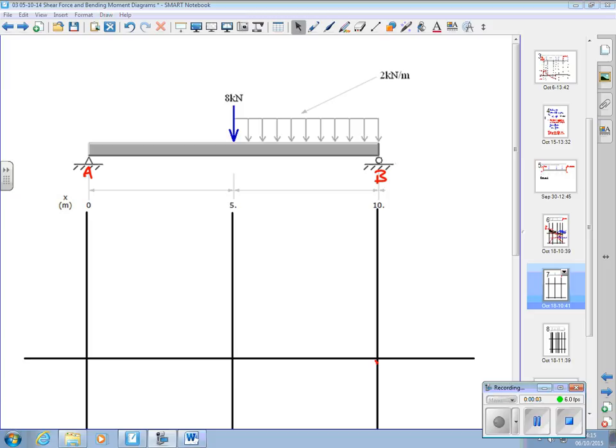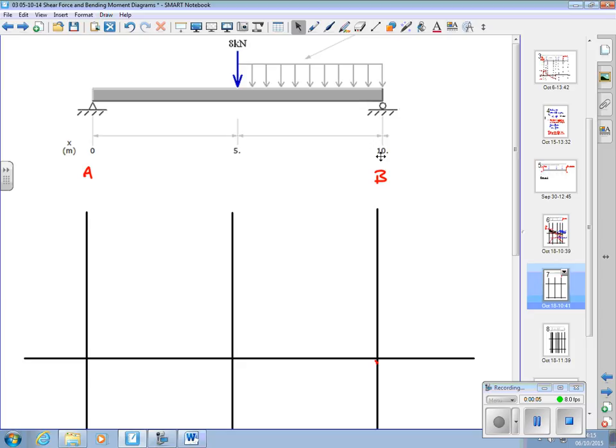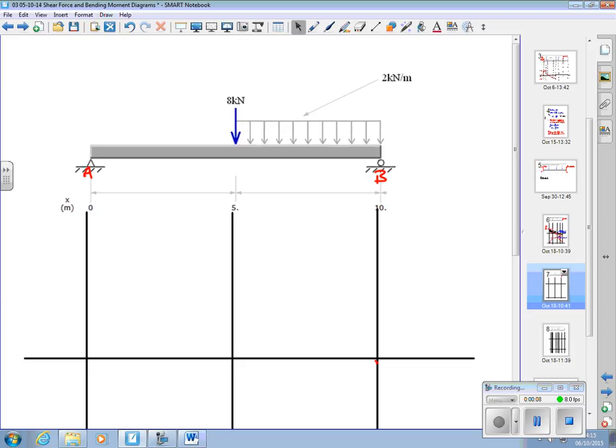So in this example, let's work out what the reaction forces are at A and B. Treating this as a UDL between here and here with a force of 2 kilonewtons per meter over a distance of 5 meters, we can replace that with a central force there and a point force of 8 kilonewtons here. So that's a point force at the end of the UDL of 8 kilonewtons. So if you can work out what those reaction forces are.